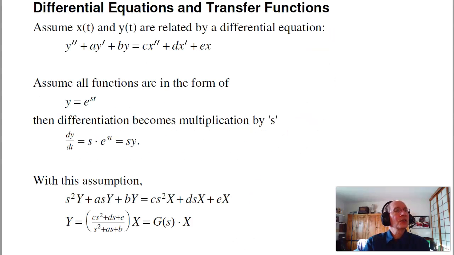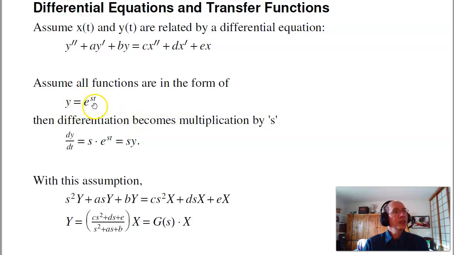So to describe a dynamic system, I need to use differential equations. I can't just use a scalar. Now with differential equations, I can come up with a transfer function, kind of like what I just showed in VisSim. The way they relate is as follows. Assume I have x and y related by some differential equation. If I assume all functions are in the form of e to the st, then when I differentiate, I get s e to the st, or s times y.